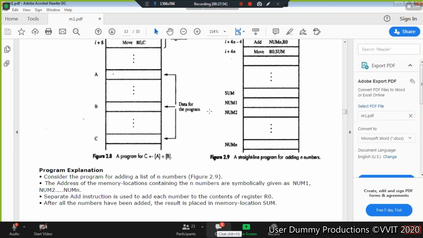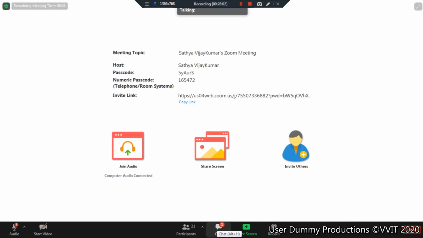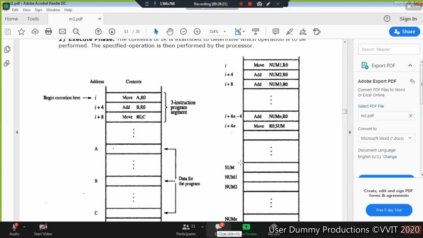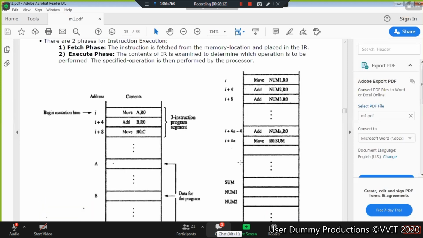Are you able to see this screen? Hello? Yeah, ma'am. Screen sharing failed to start. Okay, here only I'll explain. Tomorrow again I will explain anyway, okay? Because the whiteboard is not coming now. I don't know why it's failed. An error is coming.